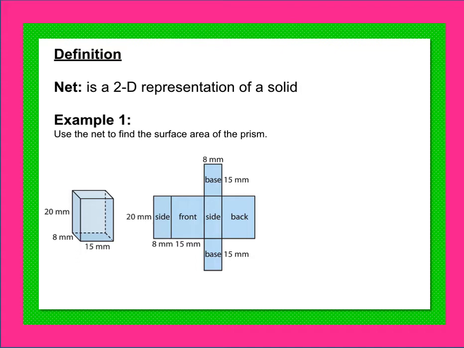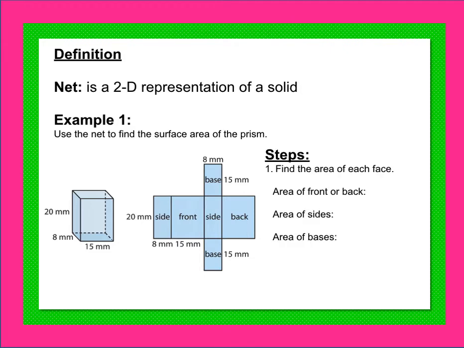Let's look at the surface area of a prism. A net is a 2D representation of a solid. It's like taking the 3D object and unfolding it. Let's use the net to find the surface area. Pause the video and see if you can find the area of the front or the back, the area of the sides, and the area of the bases.